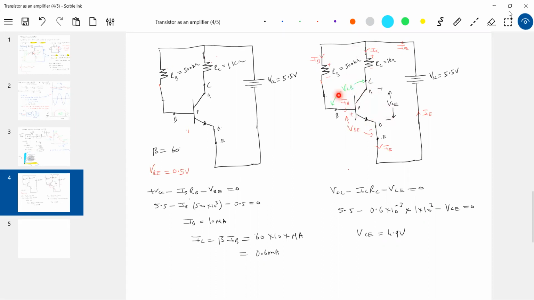Okay, let me show the loop equation. So I'll proceed like this. Minus ICRC minus VCB plus IBRB equals 0. Anybody, give me the value. From where has this come? It has come from this loop, like this. Got it? Anybody the value of VCB?